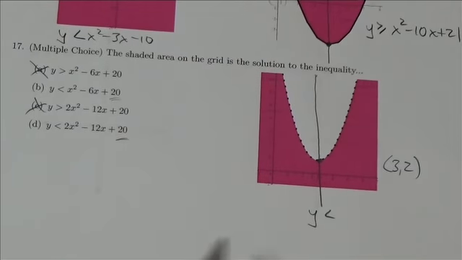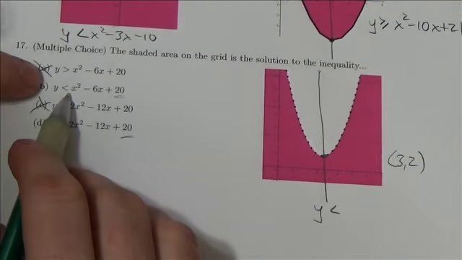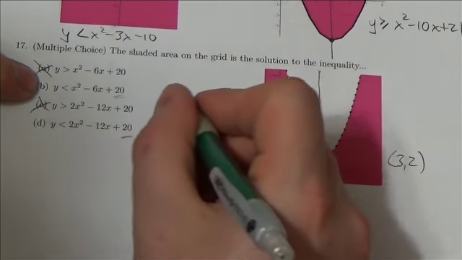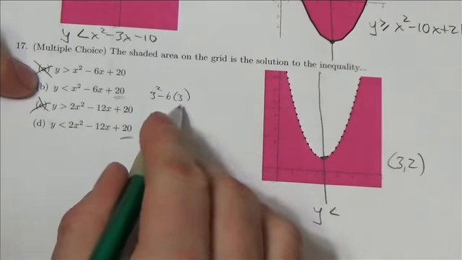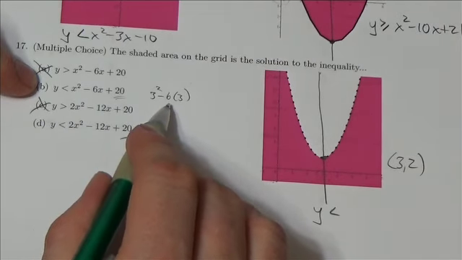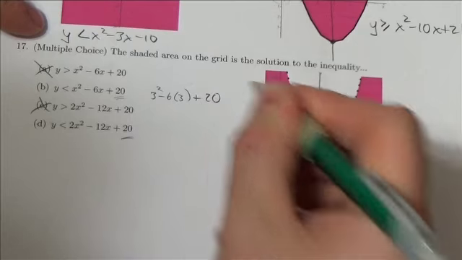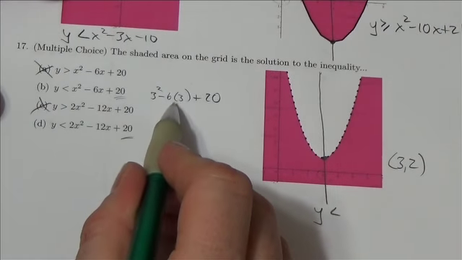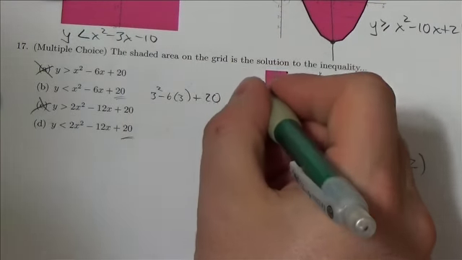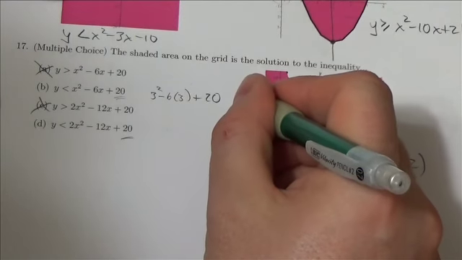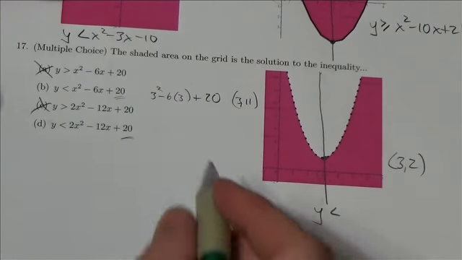So what I'm going to do with that is check and see, can I get that with either one of those? If I plug 3 into, for example, B, 3 squared is 9, minus 6 times 3. Well, 6 times 3 is 18, so this is 9 minus 18, plus 20. So 9 minus 18 is negative 9, plus 20. Well, negative 9 plus 20 is going to be positive 11. That would put my vertex at the point (3, 11). Well, that just isn't true, so it can't be this one.